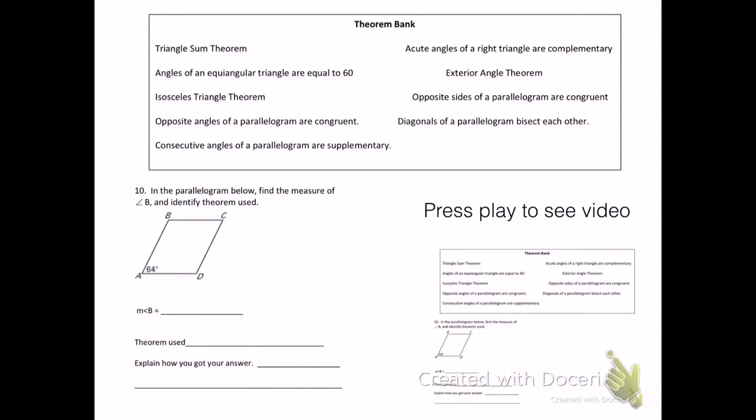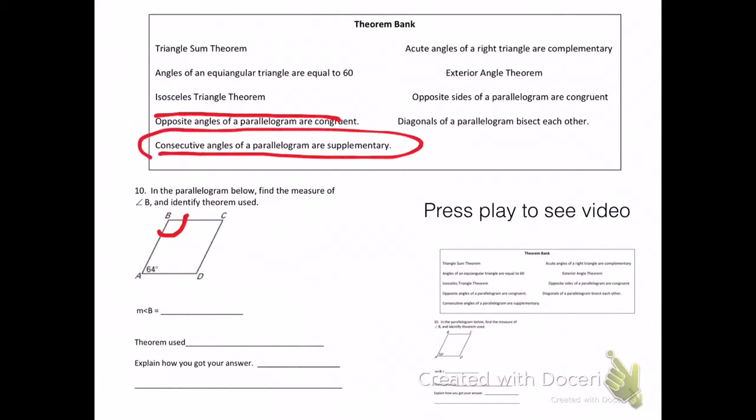Okay, number 10. In the parallelogram below, find the measure of angle B and identify the theorem used. Alright, well I can see that I'm looking for angle B. I can see that it is an obtuse angle. It's in a parallelogram. I don't know anything about the opposite side, so I wouldn't use opposite angles. Consecutive means beside, or supplementary, and supplementary means that they add to equal 180. So I know that angle B and angle A are consecutive because they're not opposite.